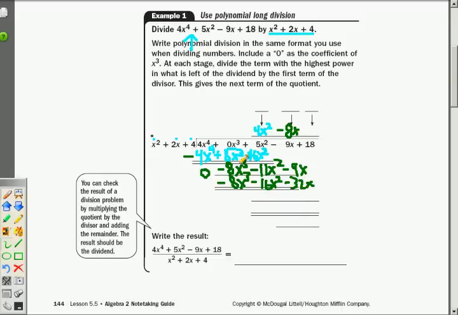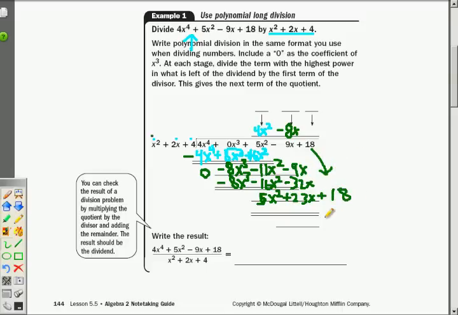All right? Now I subtract these, but notice when I subtract, because they're all negative, they're going to be more like plus. So negative 8 plus 8, 0. Negative 11 plus 16, 5x squared. And negative 9 plus 32 is going to be plus 23x, and then I drop down my 18, plus 18. So that 18 went right down there.